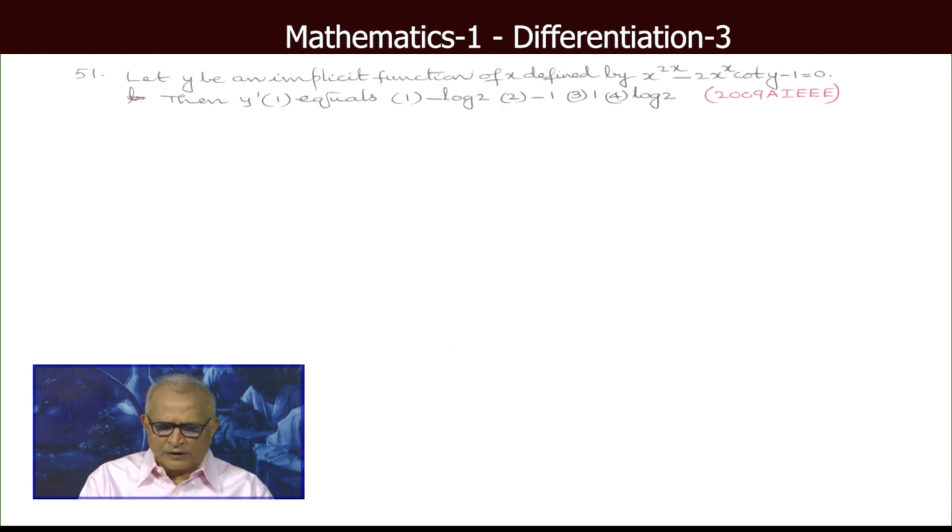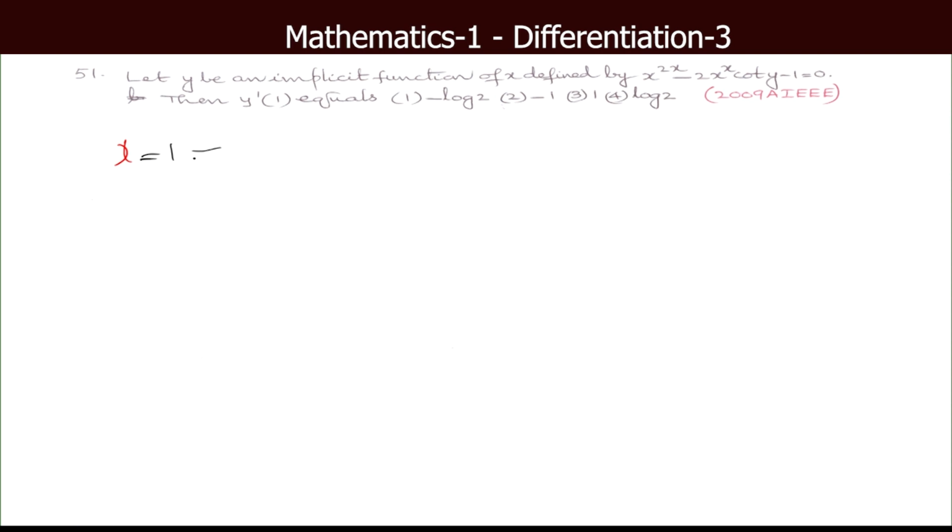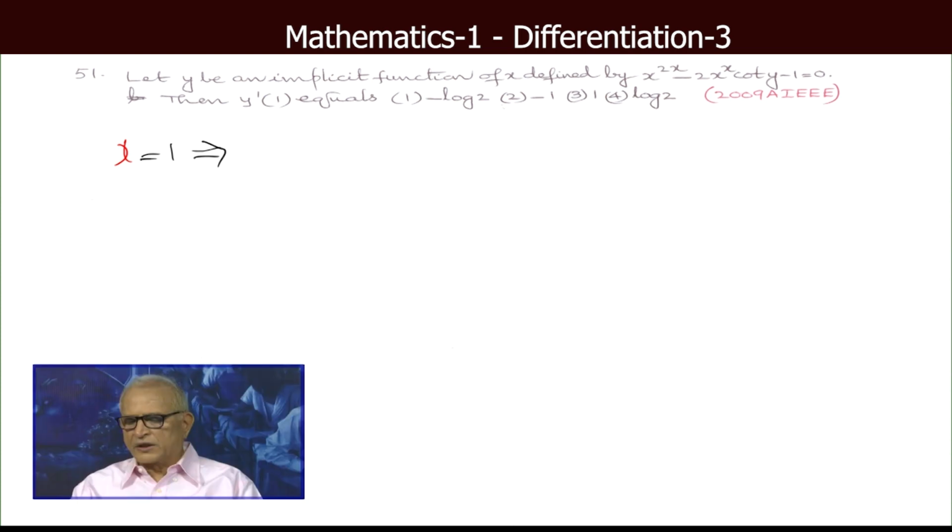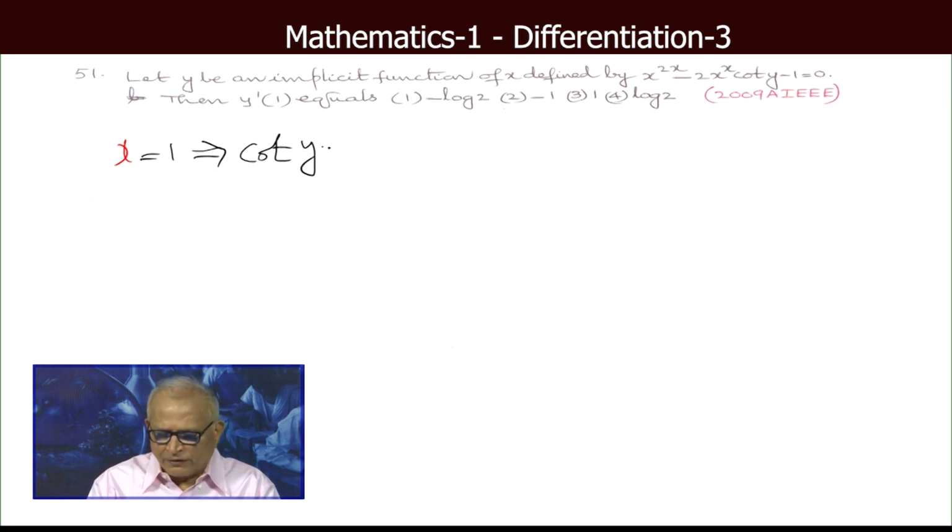But when x equal to 1, first of all, you can substitute x equal to 1 in the given equation. So, 1 minus 1 plus 1 and minus 1 will cancel out. Minus 2 cot y equal to 0, that means cotangent y equal to 0. That is all what we require. Then differentiate term by term with respect to x.